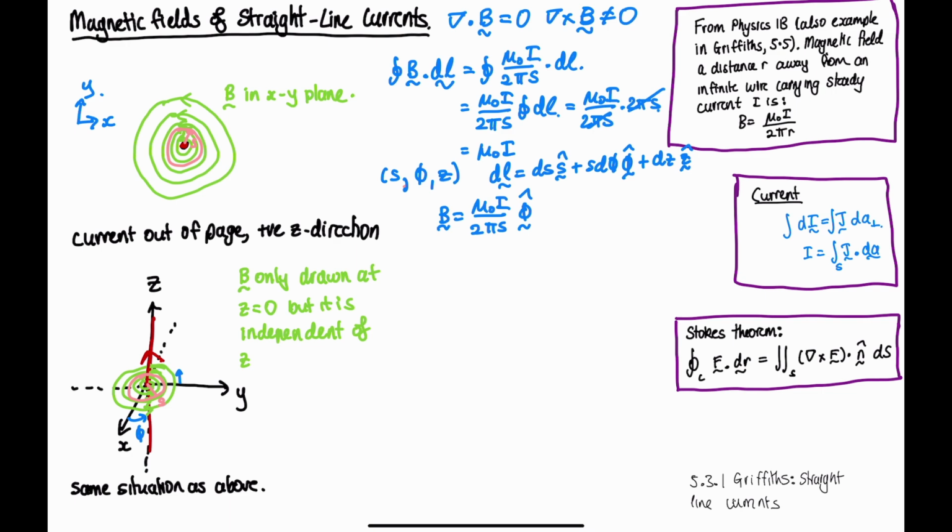Okay, so let's start with the same loop we had up here. So we'll start with a closed loop, but then we'll be able to generalize it more easily in cylindrical coordinates. So we're working out what this is around that closed loop. So we can write that as mu naught I over 2 pi s, and that's times phi. And then we're taking the dot product of this with dl here, and this is dl.